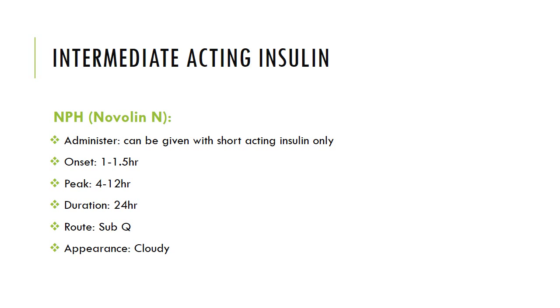Then we have the intermediate acting insulin. This is our NPH, our Novolin N. It can be given with short-acting insulin only. Its onset is 1 to 1.5 hours, and its peak is 4 to 12 hours. Its duration is going to be 24 hours. Its route is going to be sub-Q, so this one cannot be administered through IM. And this one has a unique characteristic: its appearance is cloudy, and that is a normal sign of the medication.